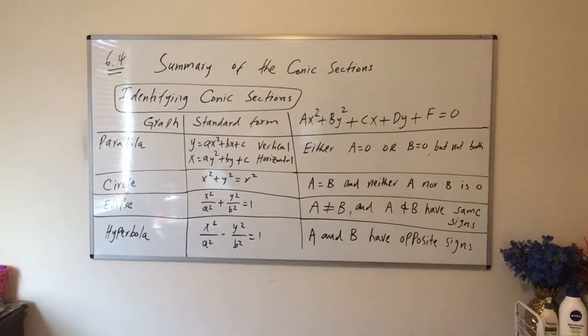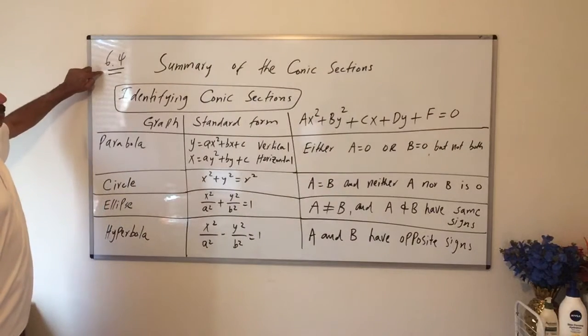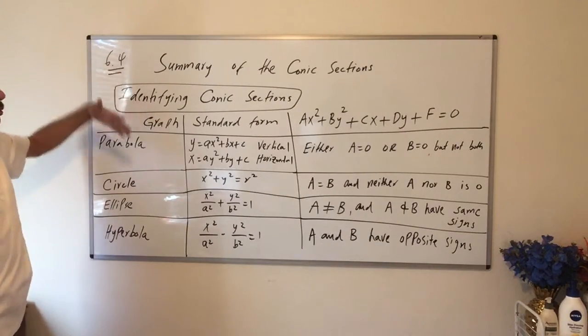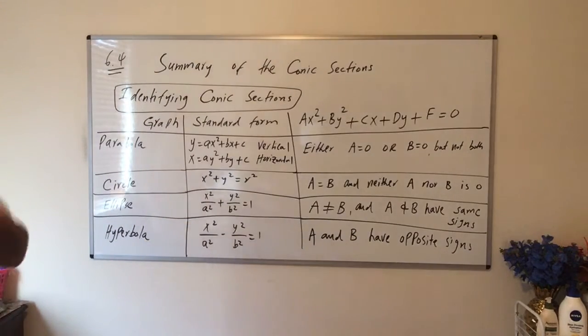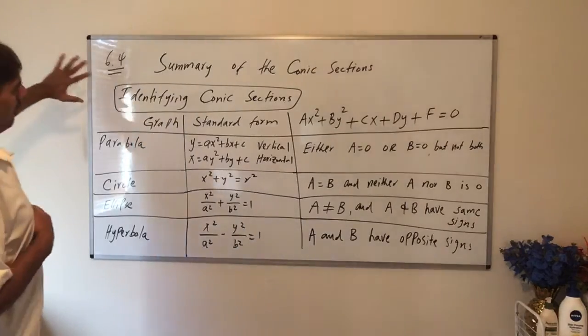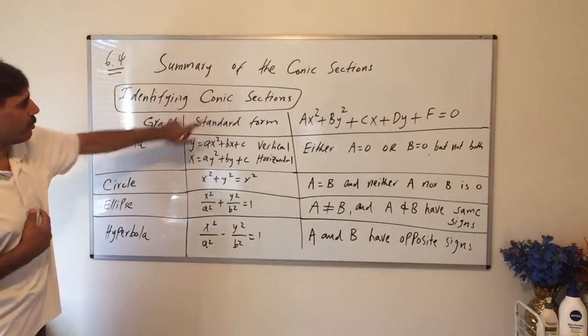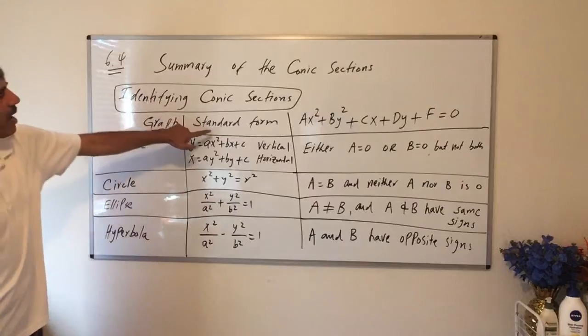Oh, hello everybody. Last section of chapter 6 is 6.4. This is just a quick review for all the conic sections. So the first part of the problem, we have to identify. So here is identifying the conic section. So here's the graph, the standard form.